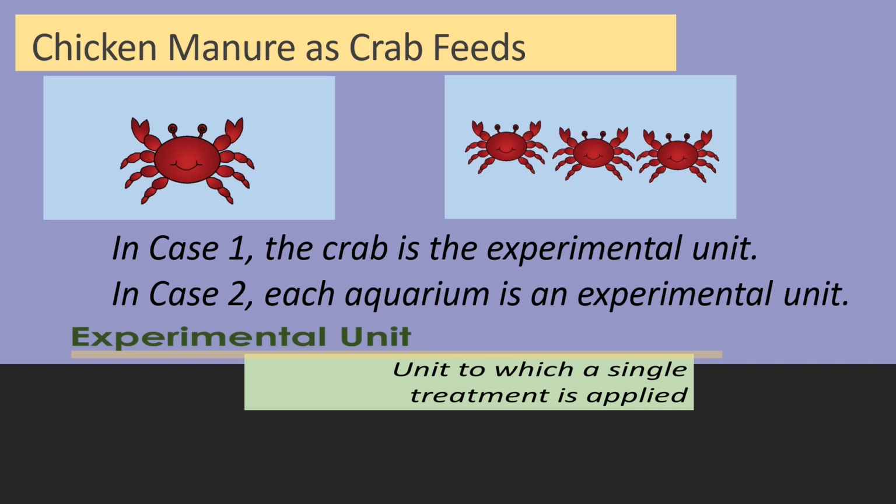So given the example, we have chicken manure as crab feeds. So we have case 1 and case 2. In case 1, the crab is our experimental unit, and in case 2, each aquarium is an experimental unit. Now again, when we say experimental unit, this is the unit to which a single treatment is applied.